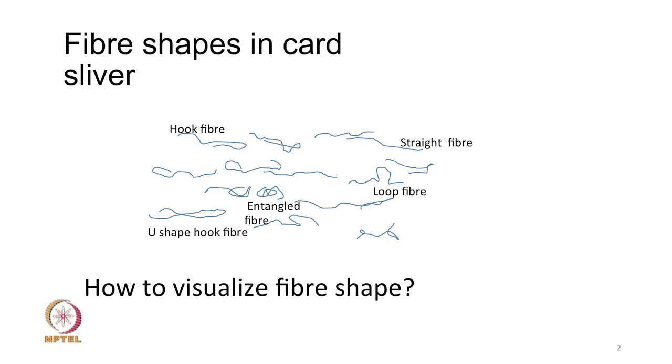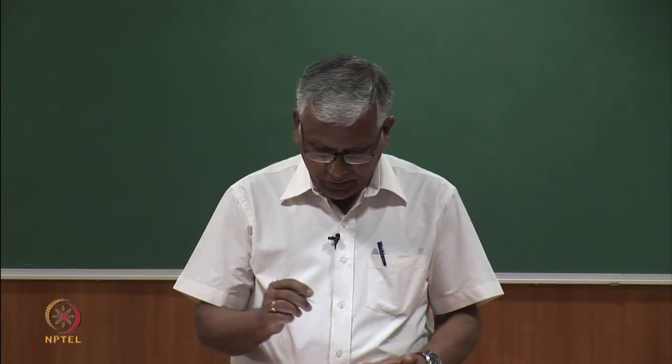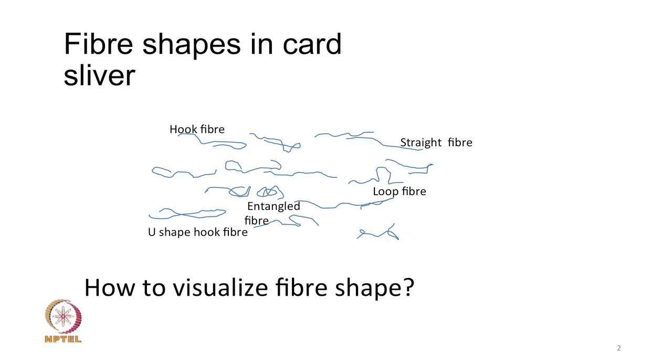Some fibers are entangled in nature, like this fiber. So, this is entangled fiber, and there are fibers which are more or less straight, like this fiber also, as told earlier. So, there are innumerable shapes which are available in the card sliver. Now, if we want to visualize these shapes, what technique is available with us, so that we can see the shape of the fibers?